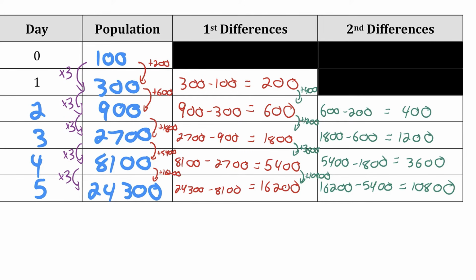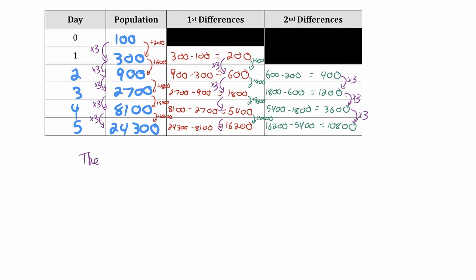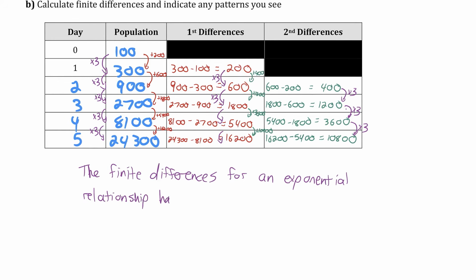And if we look at the finite differences, notice that relationship is still true. To get from 200 to 600, multiply by 3. From 600 to 1800, multiply by 3. Not only does that work for the whole column of first differences, it also works for the whole column of second differences. Multiply by 3 times 3 times 3. And it would continue to work if we were to calculate third differences and fourth differences and so on. So let's summarize that. The finite differences for an exponential relationship have a common ratio.